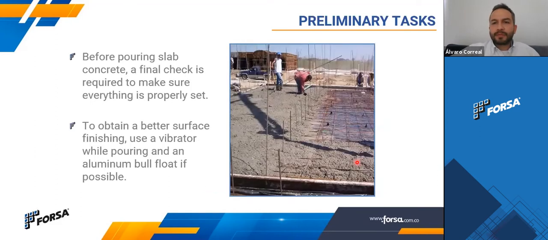Okay, now have in mind that before pouring the slab, you need to do a final check to see if everything is properly set. Remember to use a vibrator to achieve the required strength of the concrete, and if possible, to have a magnesium or an aluminum float to get a very well leveled surface. This is a primary task that you must achieve.